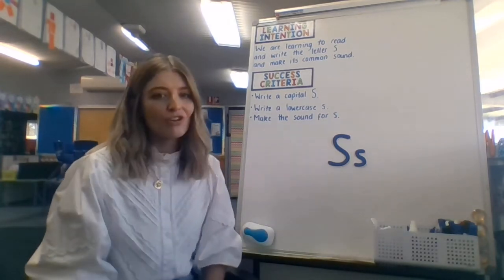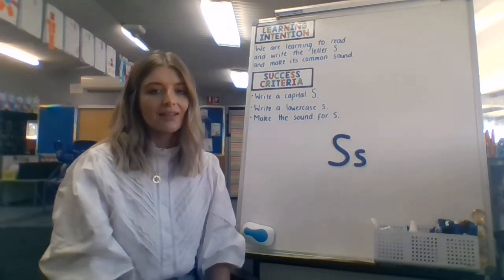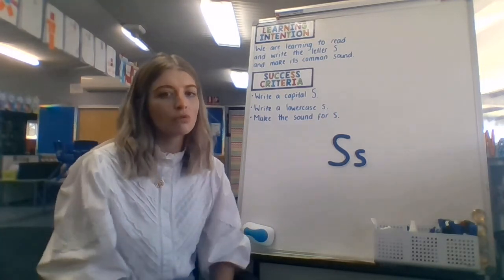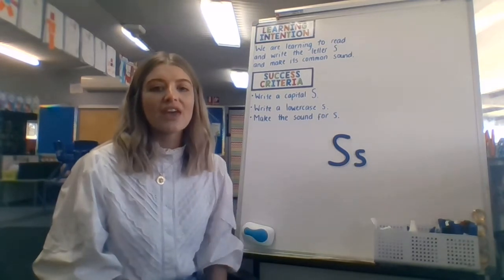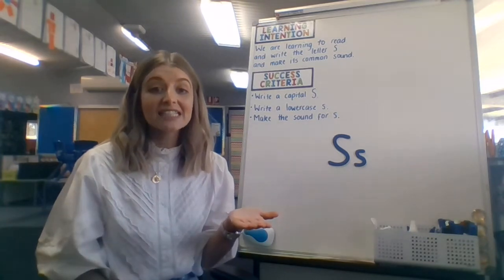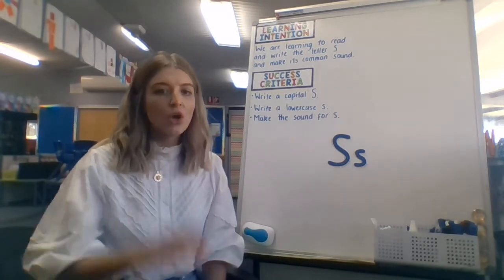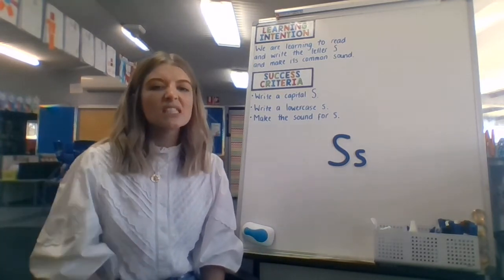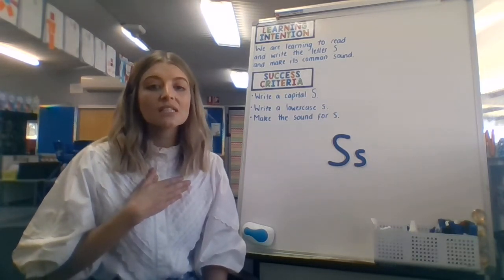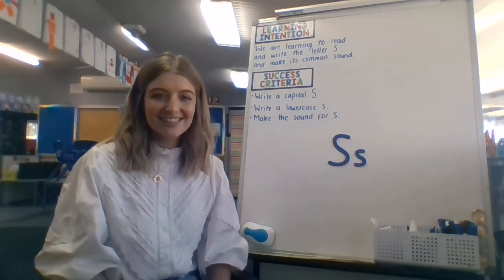Excellent. Now we know that all letters make a sound. So let's have a look at what sound the letter S makes. So I'm going to use my actions like from our Jolly Phonics videos, and I'm sure you all remember those. So my turn first. The S says S. Your turn. The S says S. Excellent. So when we see a letter S in a word, we know we're going to hear the sound S. Ready? S, S, S. Your turn. S, S, S. Excellent sounds.